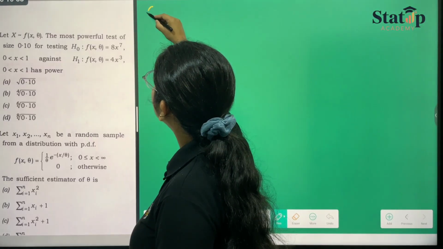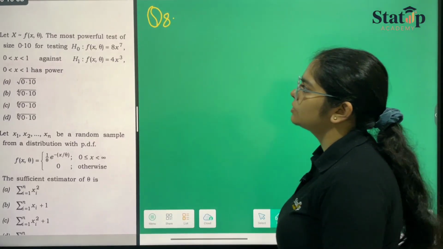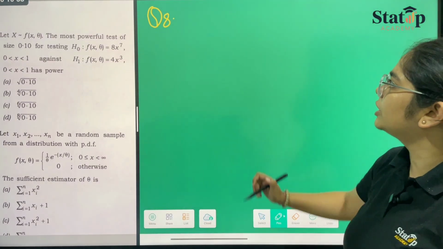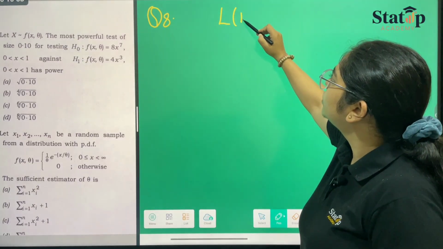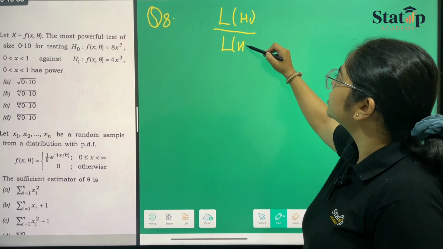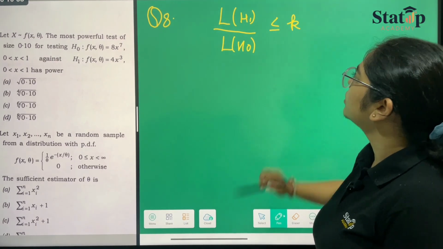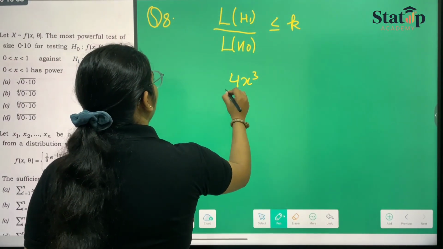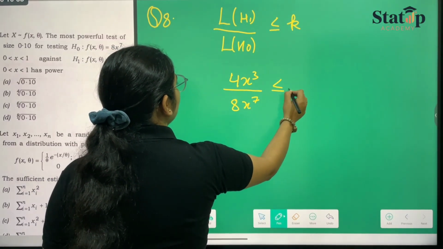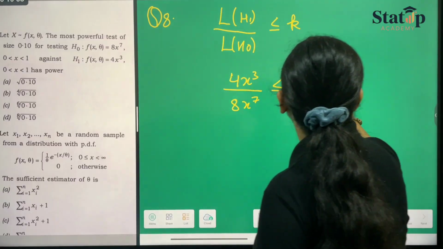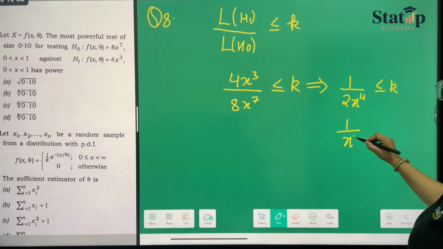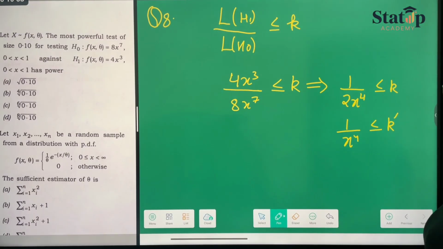Now here they have asked us to calculate the MPCR of size 0.10 for testing H0 against H1. First of all, for the most powerful critical region, we have to find the likelihood of H1 upon the likelihood of H0 less than or equal to K. So the likelihood ratio is 4x cube upon 8x raised to the power 7, less than or equal to k. If we cancel them all, we will be left with 1 upon 2x raised to the power 4 less than or equal to k, and 1 upon x raised to the power 4 less than or equal to k dash. Let us say it is equal to C.